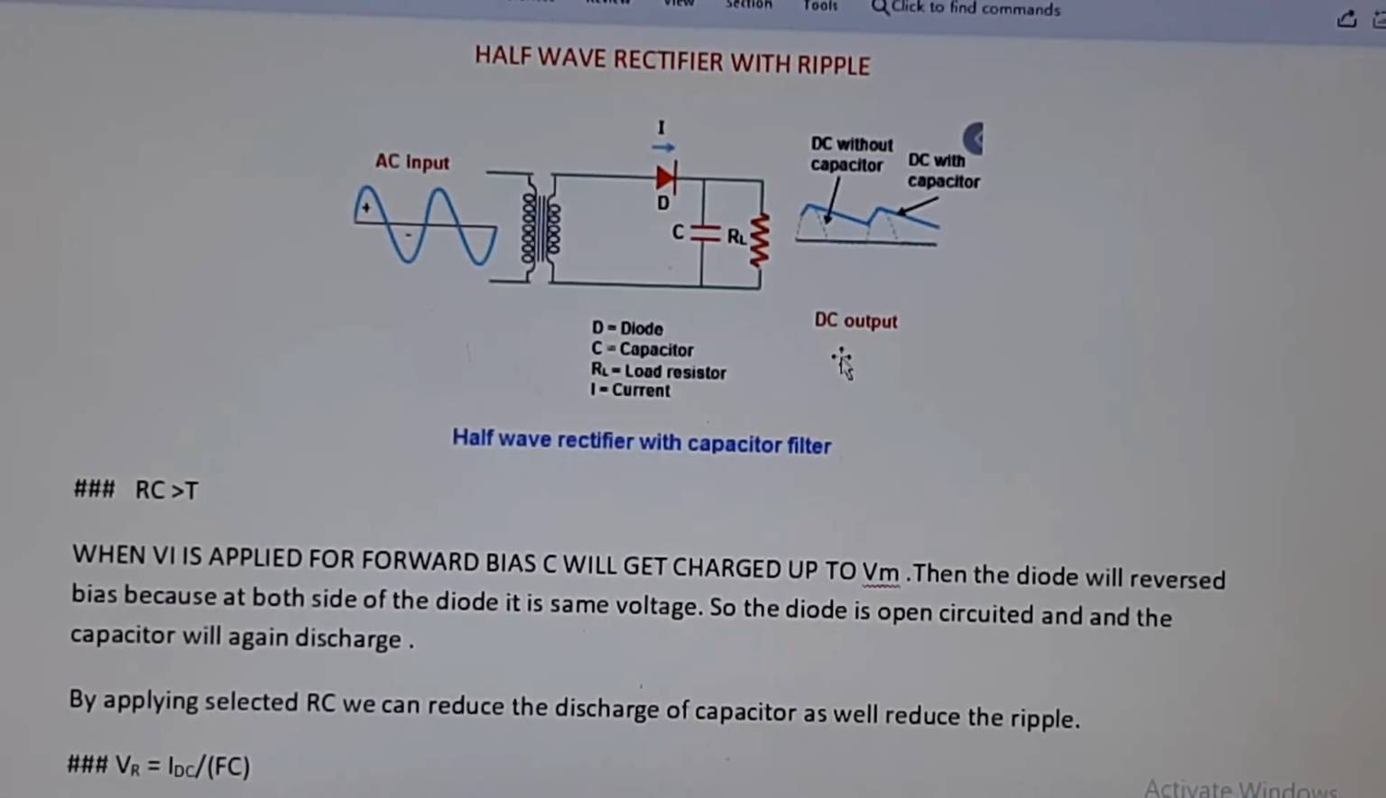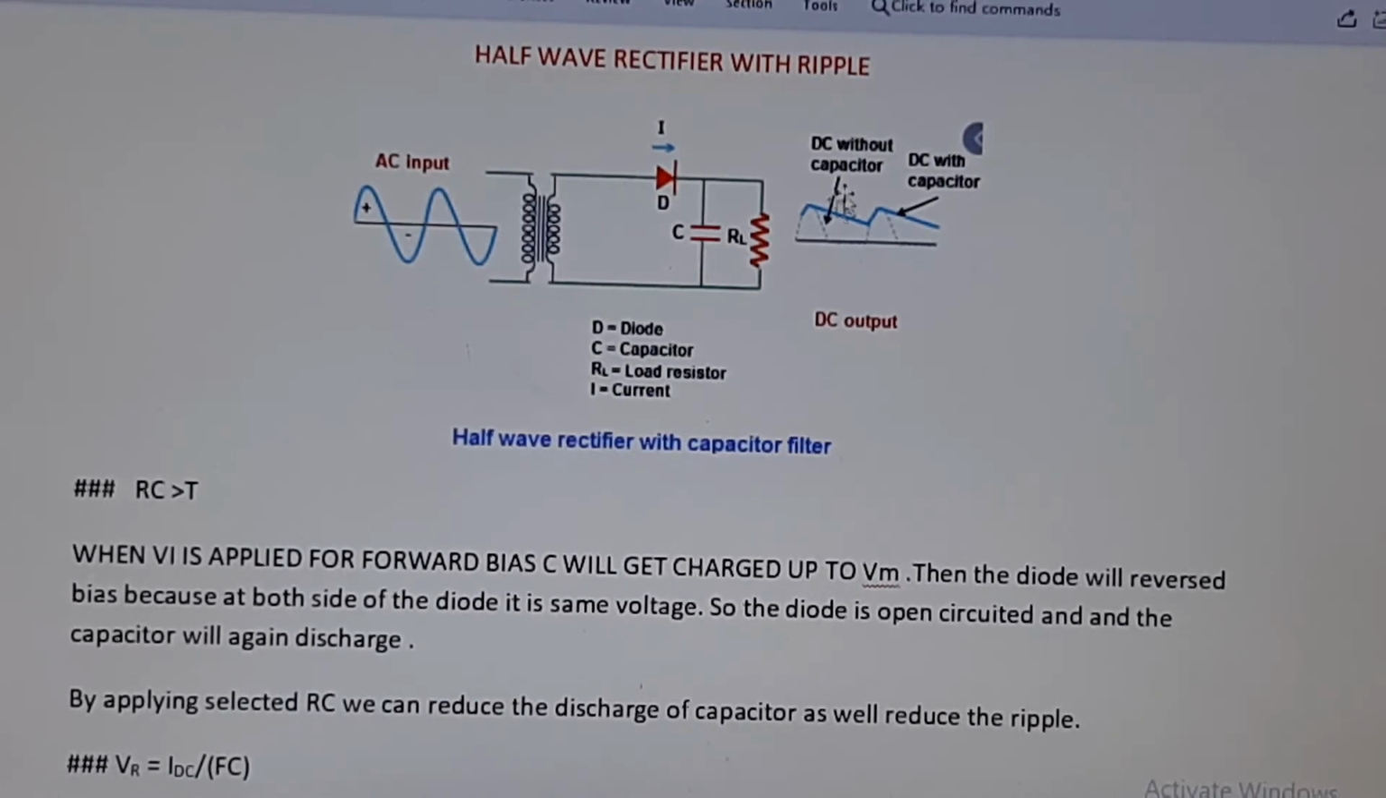In this way we can apply a capacitor to reduce the ripple, that is, to get a standard output voltage. Now we have to remember one thing: the RC, that is the resistance and the capacitor C, the RC value must be larger than the T.